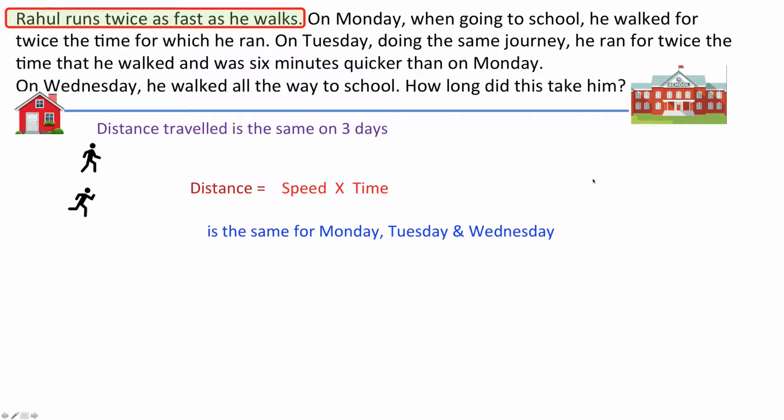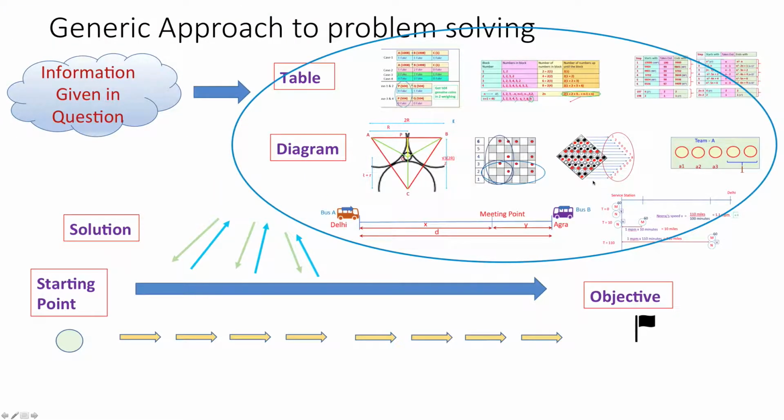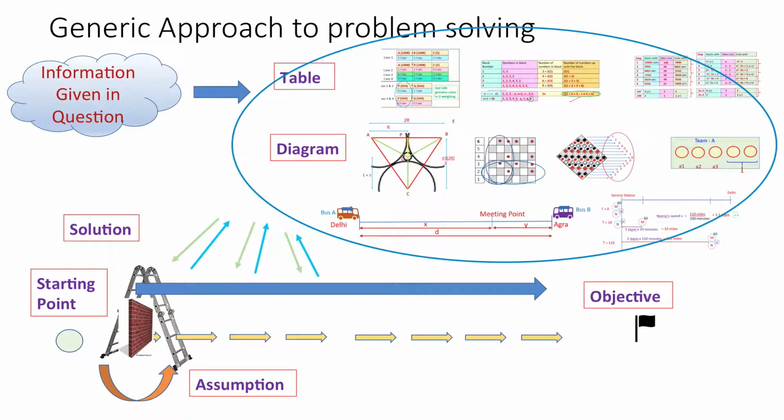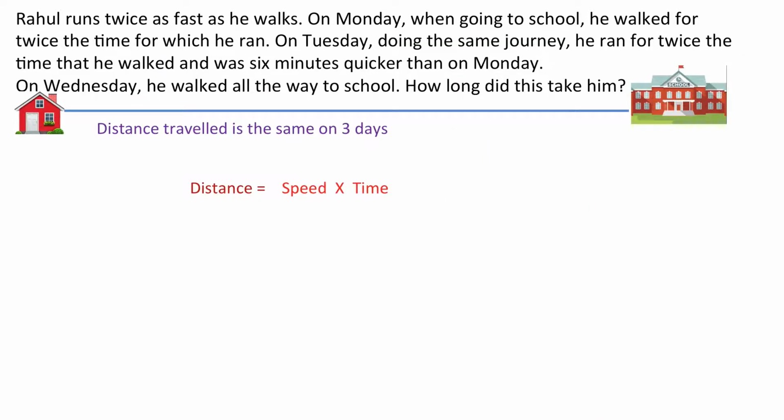Which means in your solution journey from starting point to objective, you get stuck at the very first step. You don't even have a starting point from which you can build upon. We are hitting the brick wall in the very beginning, which is to identify the starting point. Now, as the generic approach says, when you hit a brick wall, you overcome it by making an assumption. So we'll make an assumption. Let's see how assumption helps you in progressing.